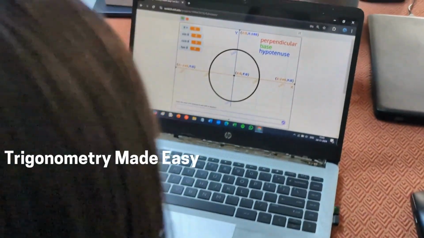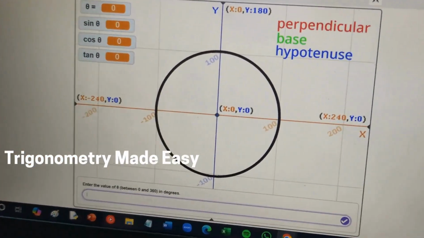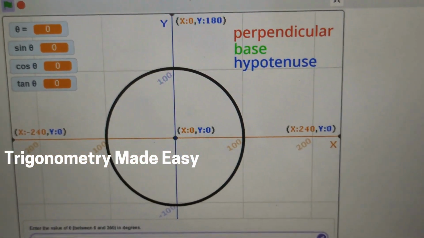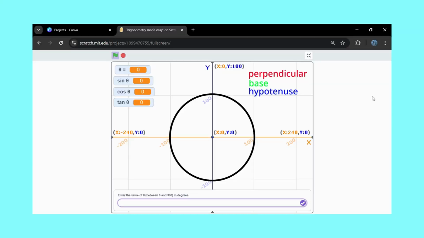I have made an interactive visual game on scratch.mit.edu that can help with teaching trigonometry to students. As you can see, there is a circle with a radius of 100 pixels. These boxes in the corner are variables which can change their value.